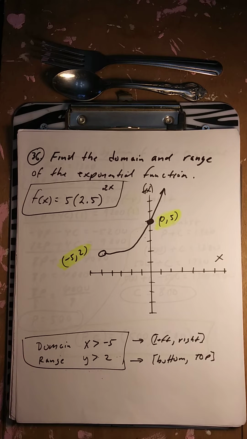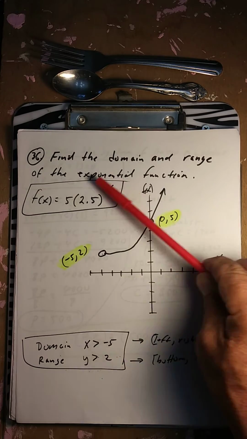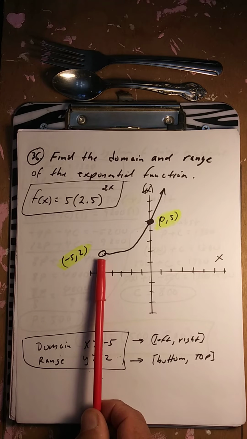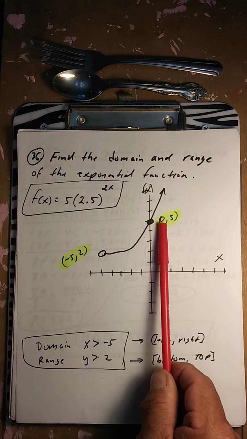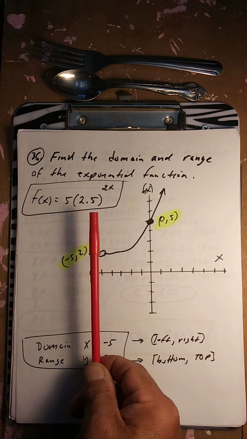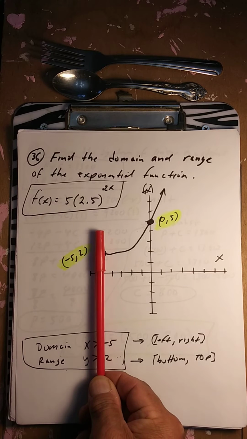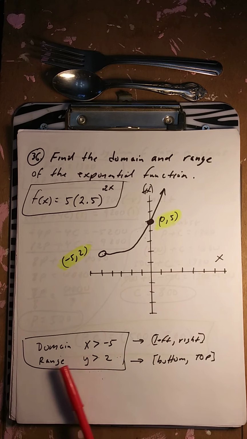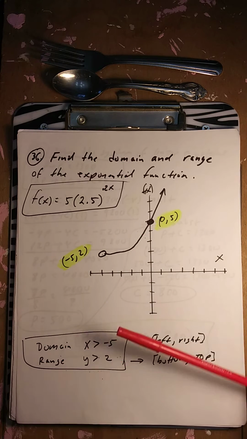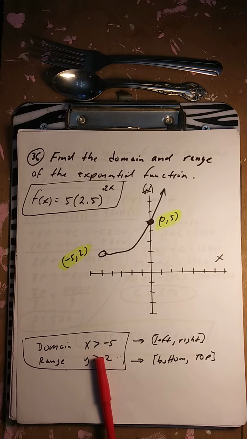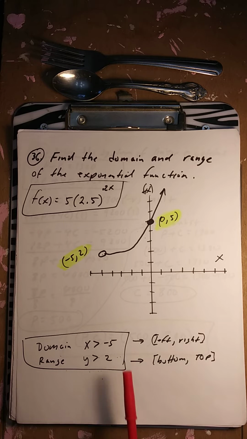Find the domain and range of the exponential function. The graph's already there. Here's the function, and it's already drawn in for you. So now we know that it's open right here at negative 5, 2, and then it goes to that point 0, 5. So the domain goes this way, and the range goes this way. The domain starts here at negative 5 and goes that way. Don't include the negative 5. Domain is x greater than negative 5. And the range is from 2, don't include it, this way. So x is greater than negative 5, y is greater than 2 for the domain and range of this exponential function.